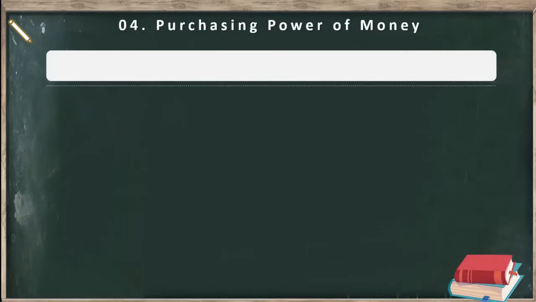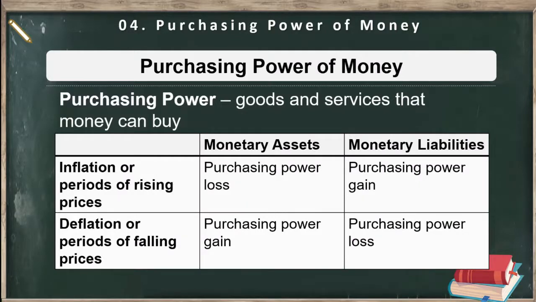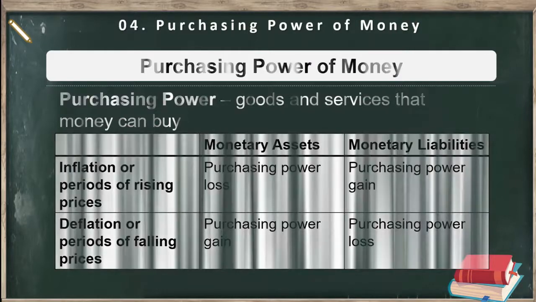Then we have the purchasing power of money. So this was mentioned in the introduction, diba, in relation to the price index. So the purchasing power of money means that these are the goods and services that your money can buy. So in times of inflation, okay, or rising of prices, so there is a purchasing power loss for the monetary assets, and there is purchasing power gain on the monetary liabilities. So opposite nga scenario, if there's deflation, so there is a purchasing power gain on the monetary assets and purchasing power loss on monetary liabilities.